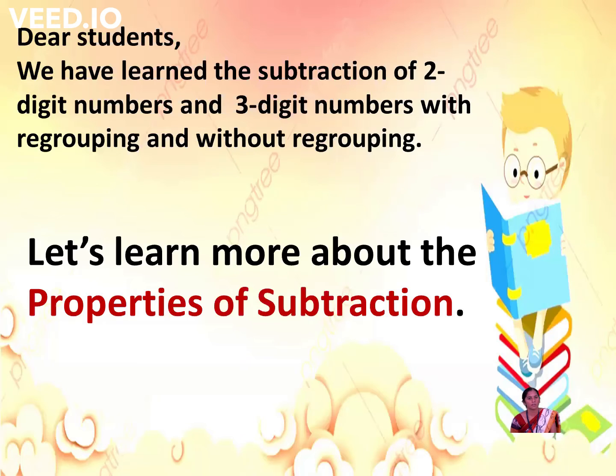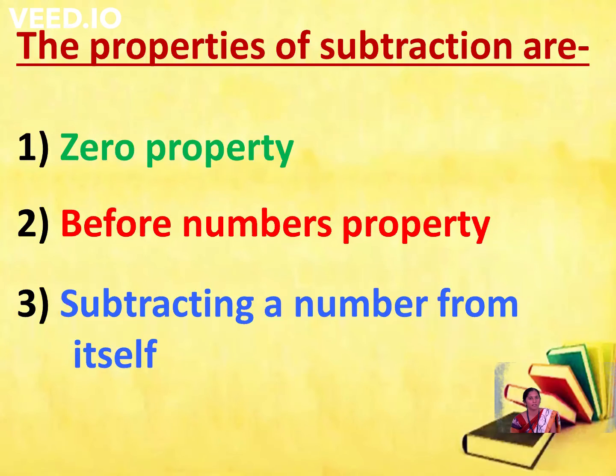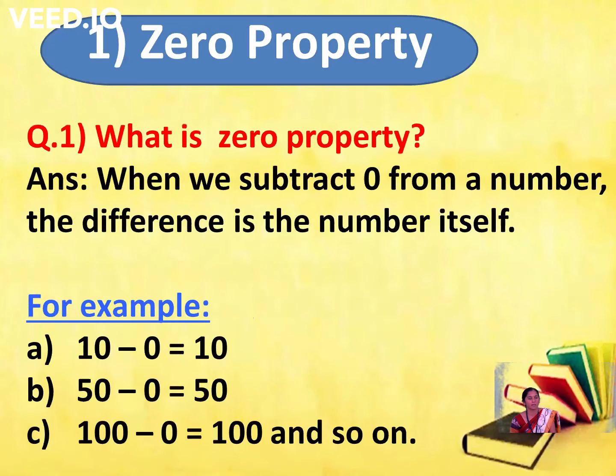Dear students, we have learned the subtraction of 2-digit numbers and 3-digit numbers with regrouping and without regrouping. Let us learn more about the properties of subtraction. The properties of subtraction are the zero property, the before number property, and the third property is subtracting a number from itself. Let us have a look.